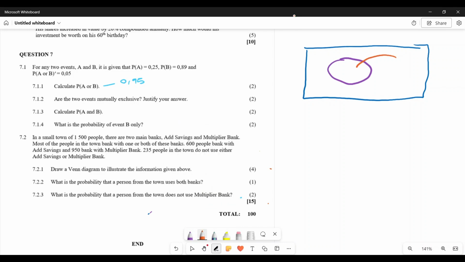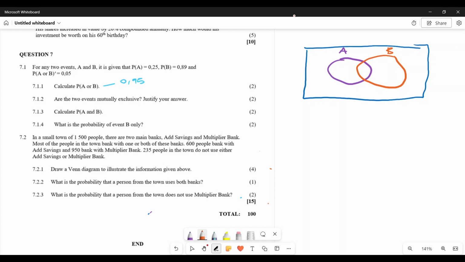This would represent the second event. So this is event B, and that is event A. Right, because we have just proved that these events are not mutually exclusive, meaning that they are mutually inclusive and they have something in common. Now, let me write the information I know so far.